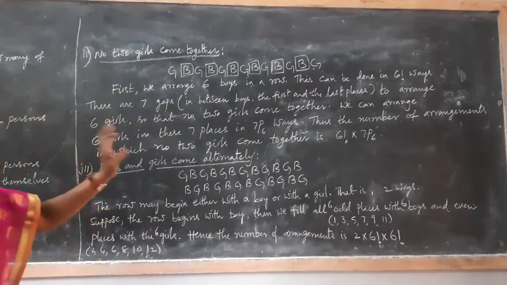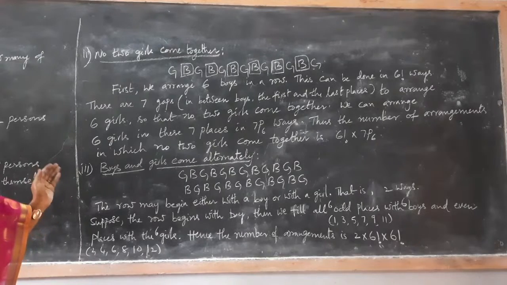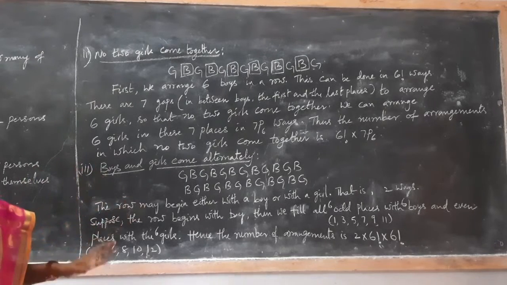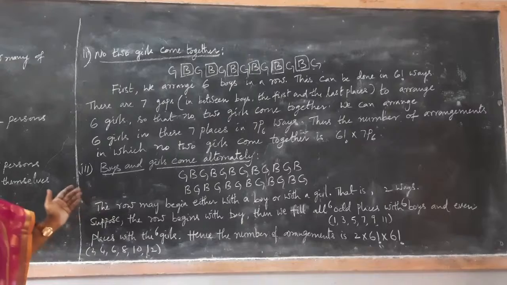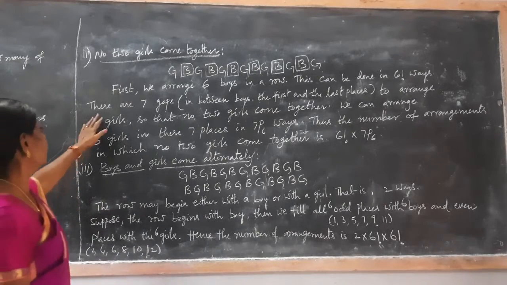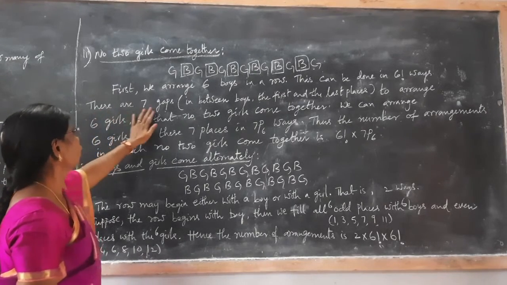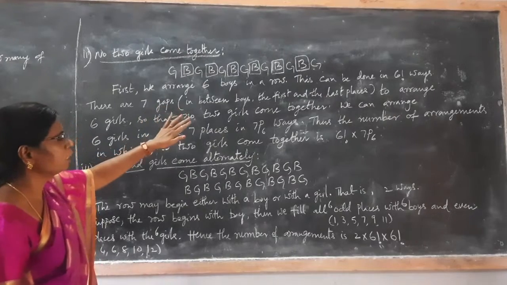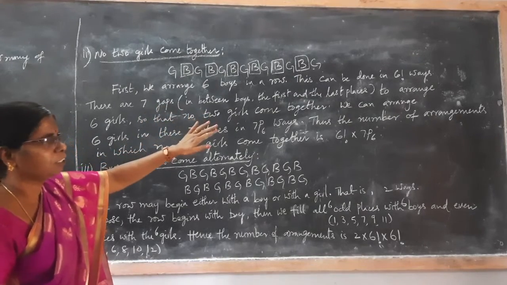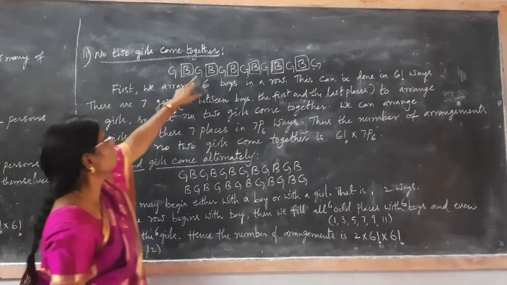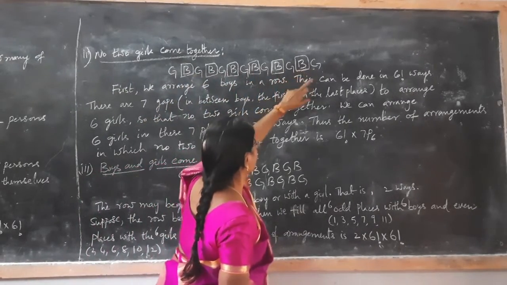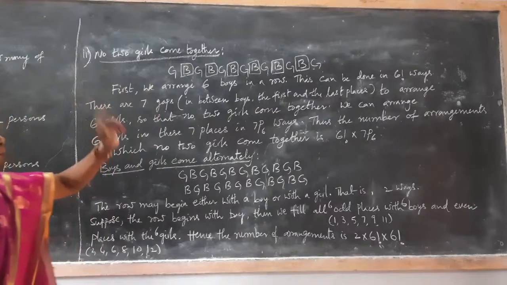7 places are there to arrange 6 girls. We have 6 girls, and 7 places. Okay? So look here, I have written: there are 7 gaps, in between the boys, and the first and the last places. In between there are 5 in total, look, 1 2 3 4 5, plus the first place and the last place, so 7 places in total.